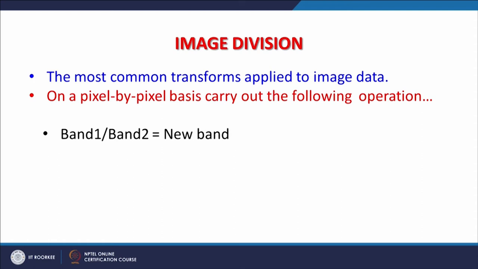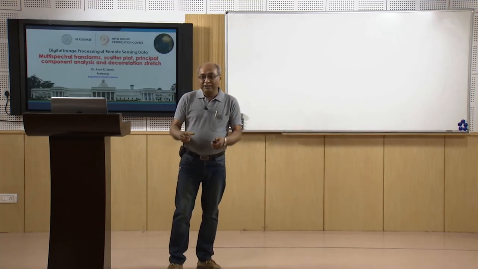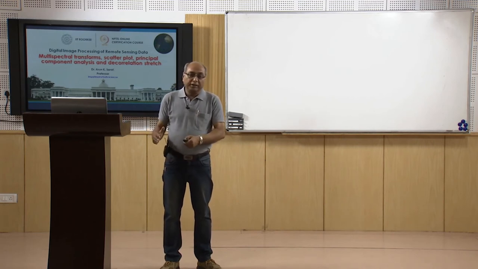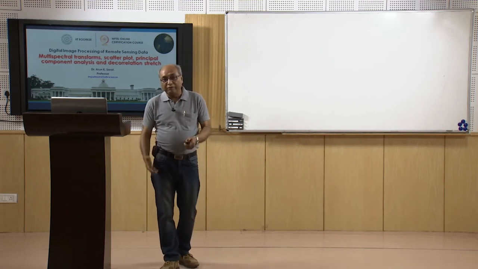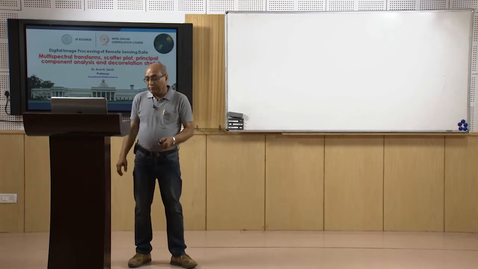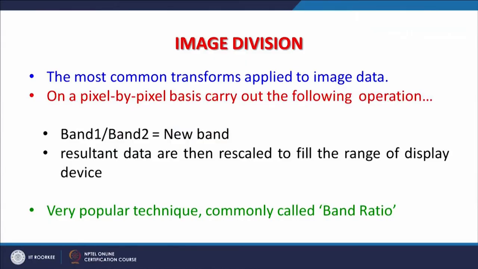So a new band is generated, and the resultant data is then rescaled to fill the range of display, because if you divide, the range of pixel values might reduce, and therefore you want to rescale to the display range, that is between 0 to 255 in most of the cases. So this is very much required. In most of these multivariate analyses, this rescaling is the last step which has to be done every time. And this image division is commonly also called a band ratio, a very, very popular technique which we will see.